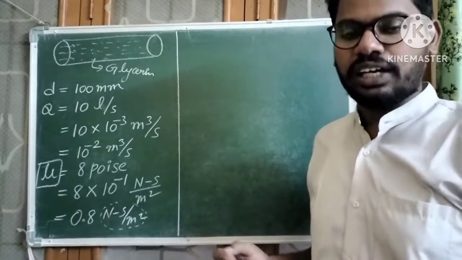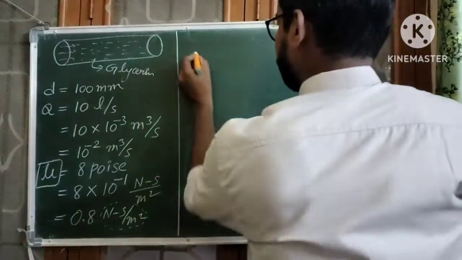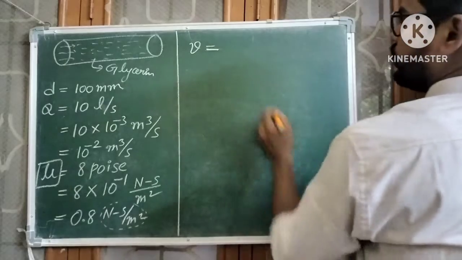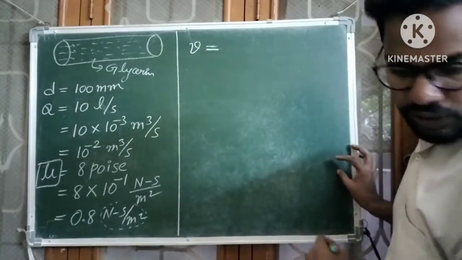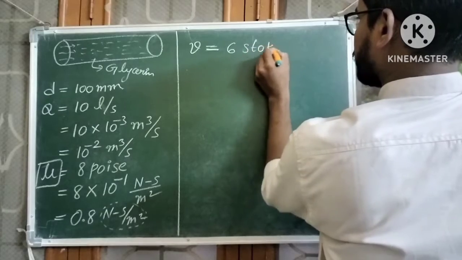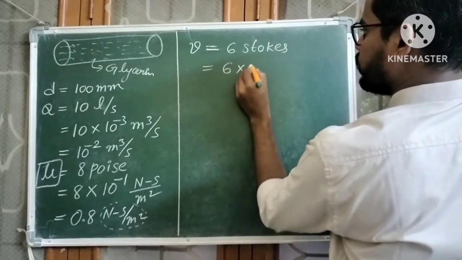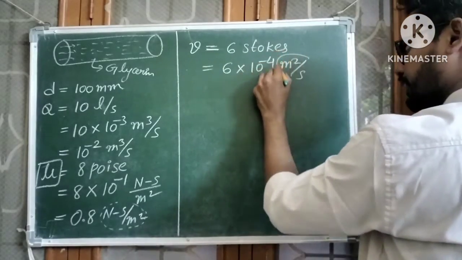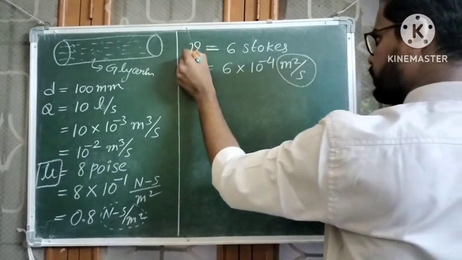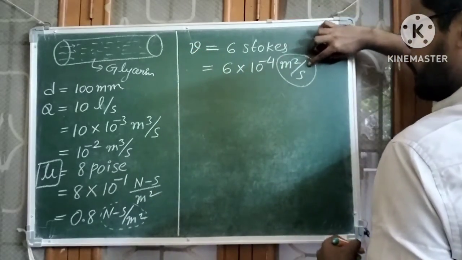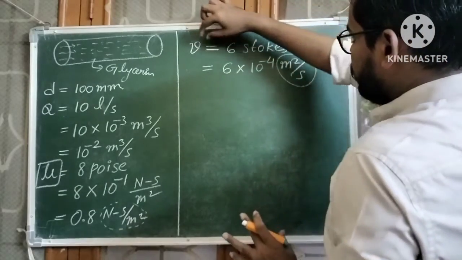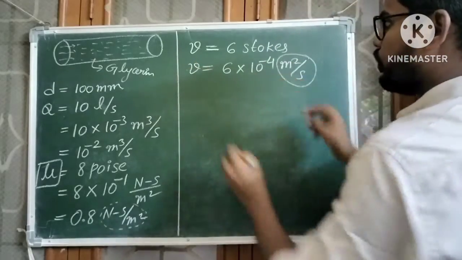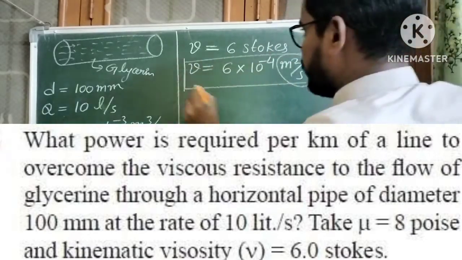We should convert everything into SI units, standard units. Next, the kinematic viscosity nu is given as 6 stokes. 1 stoke is equal to 10 to the power of minus 4 meter square per second. Meter square per second is the SI unit of kinematic viscosity, and stokes is the CGS unit. So nu is equal to 6 into 10 to the power of minus 4 meter square per second.